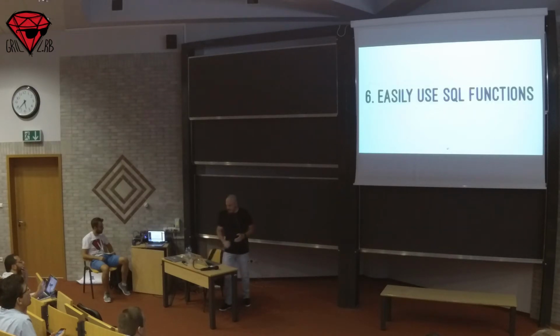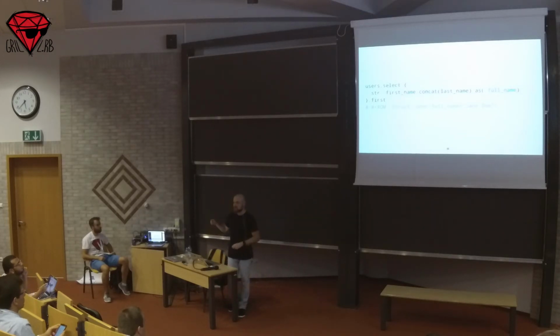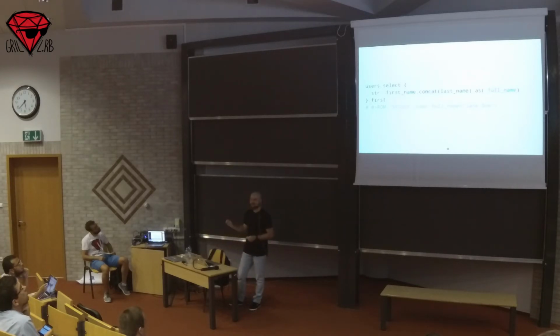Number 6, easily use SQL functions. This is kind of related. You can use SQL functions like your first name and last name. You want to concatenate that and rename as a full name. This str, it's a type definition. Looks cool, probably, at least for me. It's just a method call, double colon. It's a method call in Ruby.